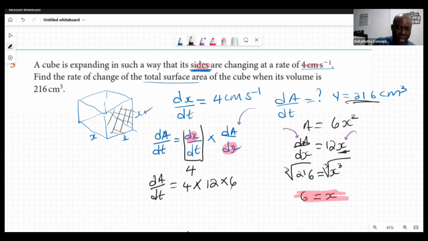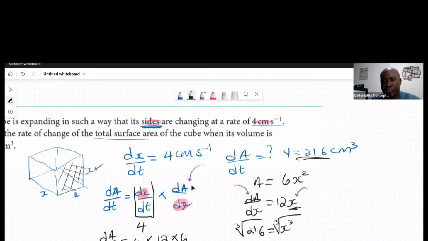So we need to put that on our calculator. We're talking about 4 times 12 times 6. So I'm getting a total of 288 centimeters squared per second. And understand the unit. We're dealing with area with time. So that is the rate of change of the surface area of the cube when the volume is at 216. Let's do another one.